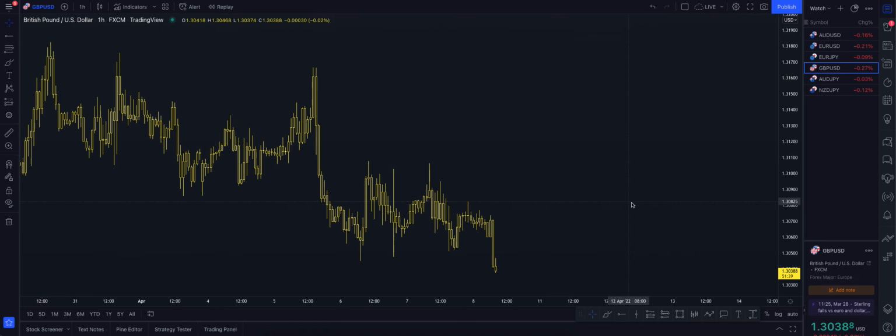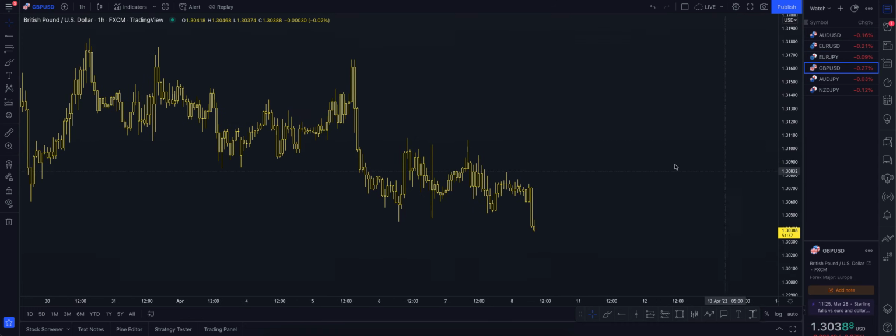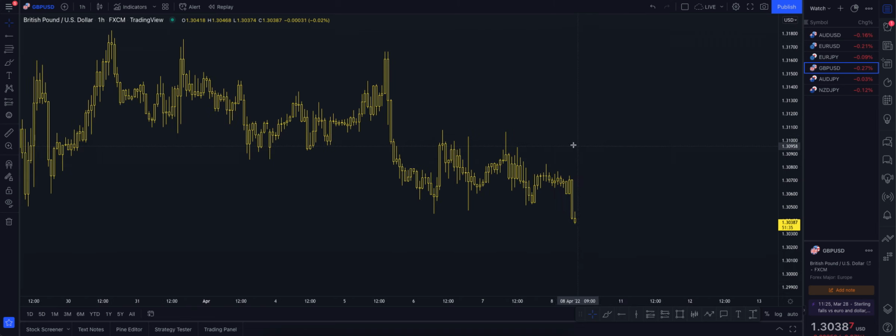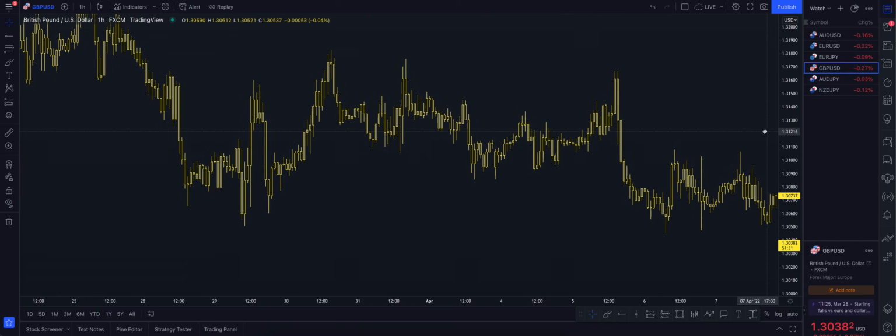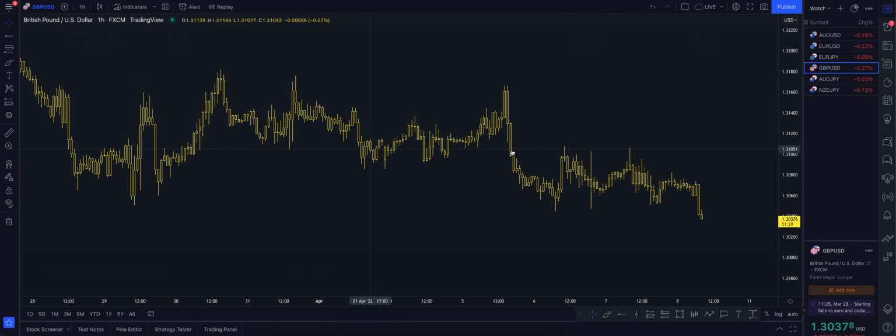Next pair is the pound. Guys, as you can see on the pound, right? We have essentially been going nowhere for a little while. Okay, you can see that. I'm sure you've seen it in our forecast. We are going pretty much sideways.